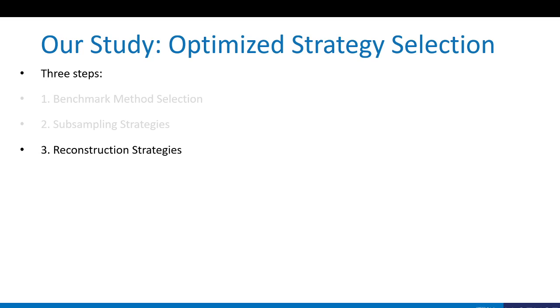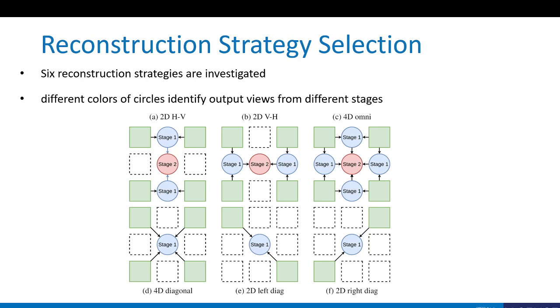Okay, now let's move to the last part of the study, the reconstruction strategy study. In this set of experiments, we compare different reconstruction strategies for sparse lead fields. Taking a 3x3 matrix of views as an example, 6 progressive reconstruction strategies can be applied as presented in this figure. Please note the green square is the input views, and different colors of circles represent output views from different stages.